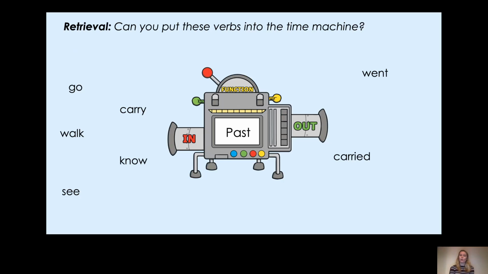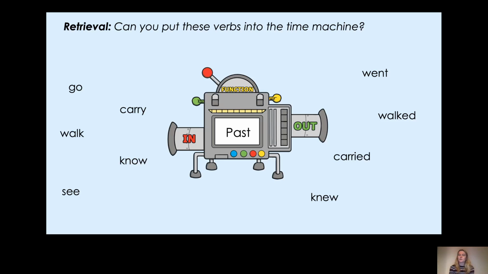Okay, what about walk? Today I walked to school. Yesterday I walked to school. So that's one of our regular verbs because we've just added the ed suffix, haven't we? Okay, what about know? Today I know what the weather's going to be like. Yesterday I knew what the weather was going to be like. So that's another of our irregular verbs because we haven't added the suffix ed. We've changed know to knew. We've changed the O to an E.